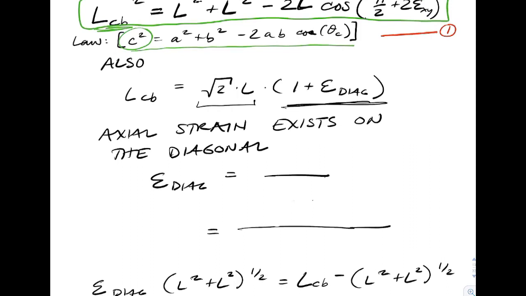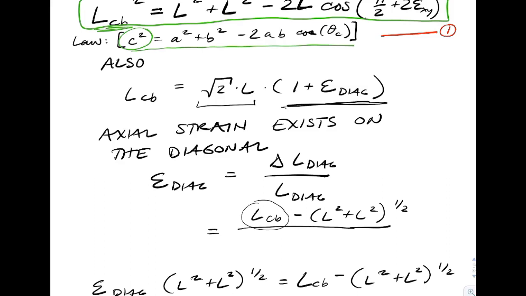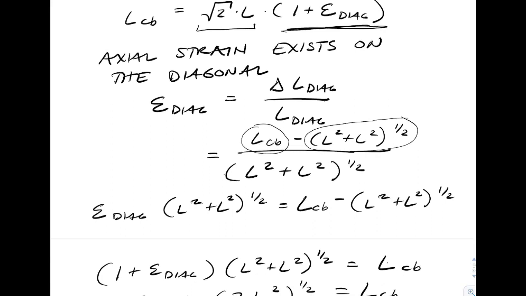So here's how we came up with that. Strain along the diagonal occurs if the change in length of the diagonal over the length of the diagonal is a non-zero number. So the change in length would be the length of it, LCB, minus its original length. So this is after deformation, and this would be the length of it before deformation. So again, on the bottom we have that same quantity. So we're just going to do a little bit of math.